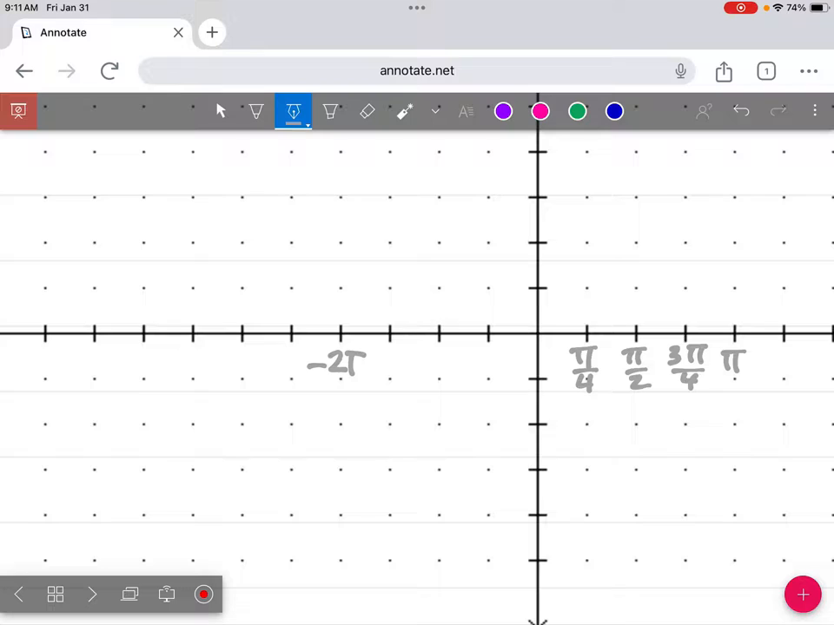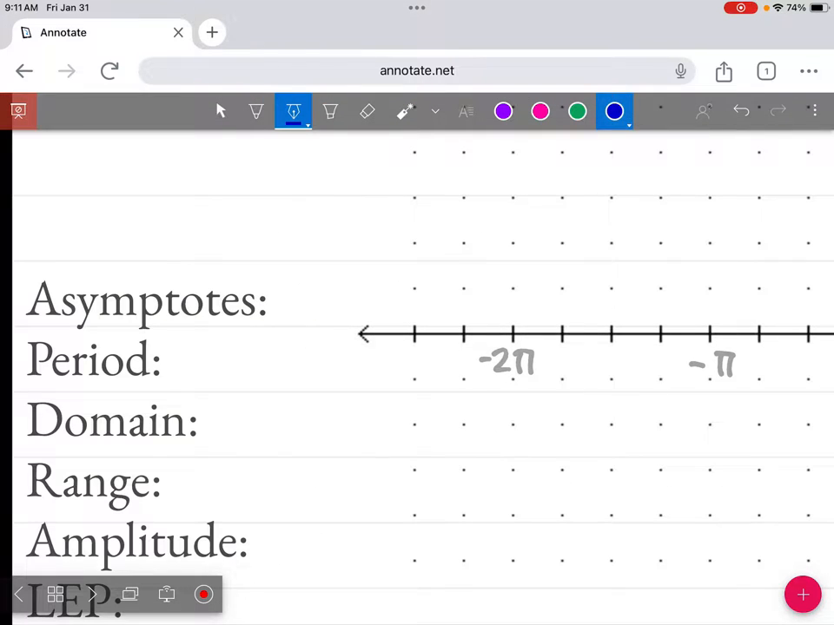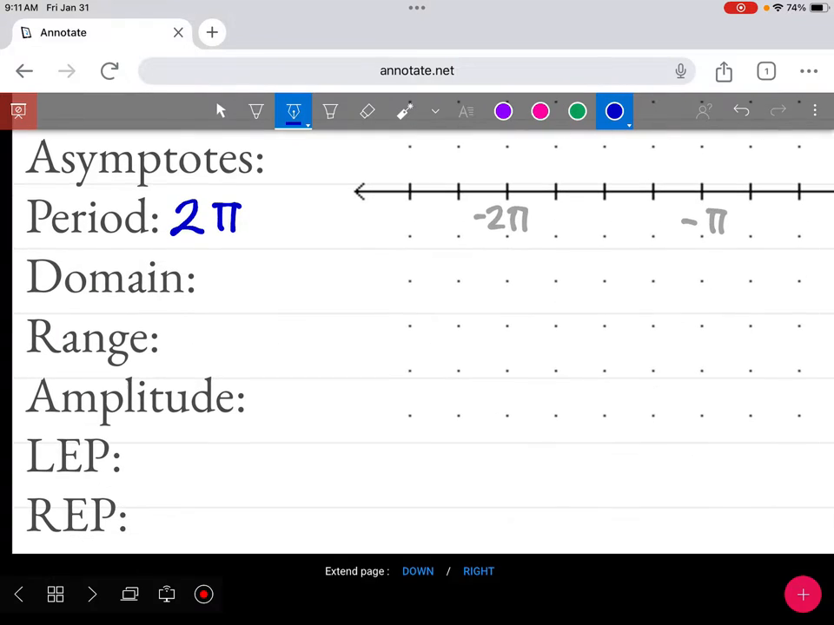And that's because this is just our parent function. That is definitely not 2 pi, that is just 1 pi. 1, 2, 3, 4, that's our minus 2 pi. And we can count like that because this doesn't have any transformations on it, so our period length is still going to be 2 pi. Our left endpoint is 0, and our right endpoint is 2 pi, because that's how long it takes to go around our circle. It's our parent function, so our amplitude is just 1.